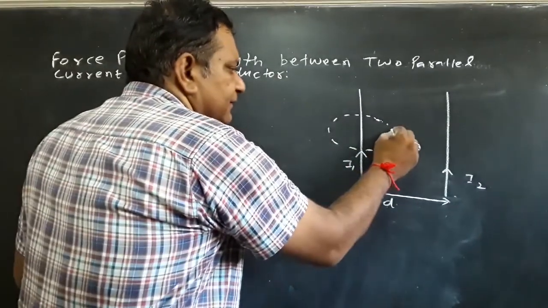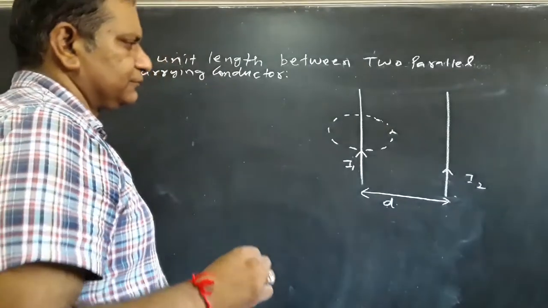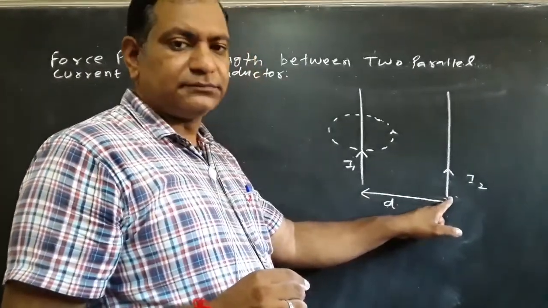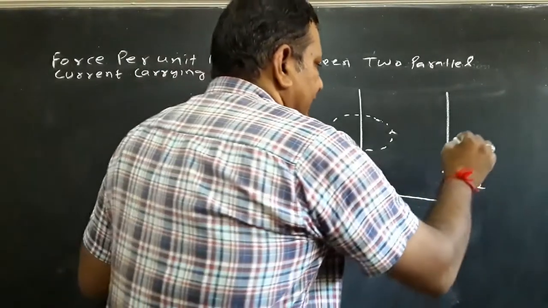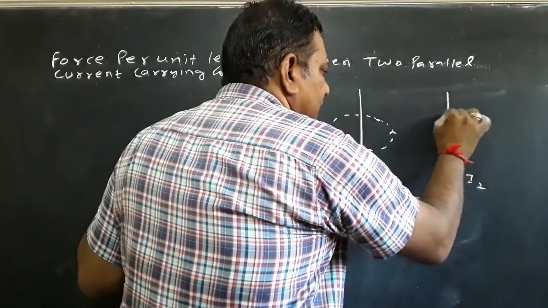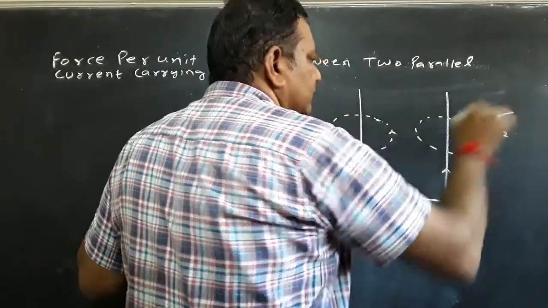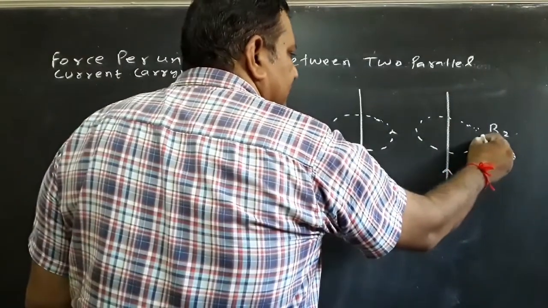Now, this is the direction of the magnetic field. Similarly, in the second conductor, current I2 is flowing, so a magnetic field will be produced. This magnetic field is B2. Similarly, it is like this.